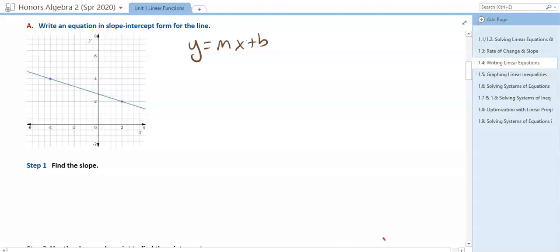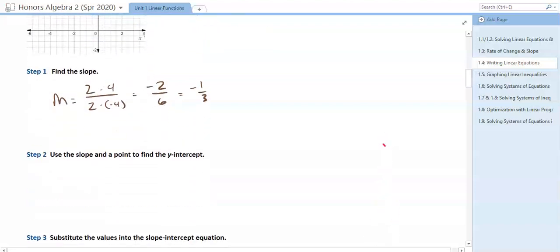So step 1, find the slope. And so as we look at these 2 points, here and here are 2 good points that we have. This one's at (-4, 4). This one's at (2, 2). So m is equal to (2 minus 4) over (2 minus -4). So that gives me -2 over 6, which is -1/3.